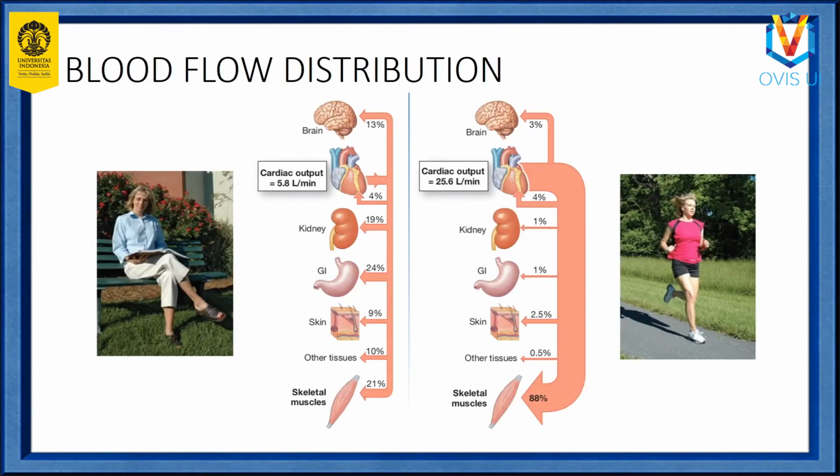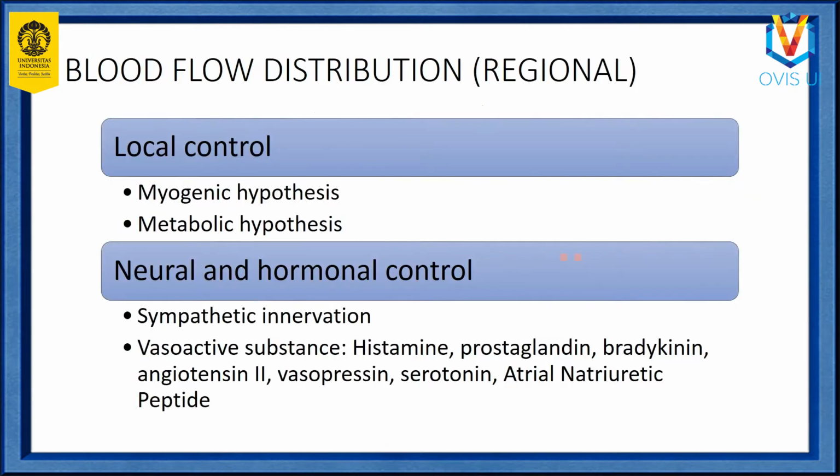Blood flow distribution. As mentioned before, there is a redistribution of cardiac output towards different organs. Most of cardiac output is delivered to the exercising muscles. What causes the change in blood flow to various organs? Two mechanisms contribute to the shift in blood flow. The first mechanism is local control, brought about through myogenic hypothesis and metabolic hypothesis.